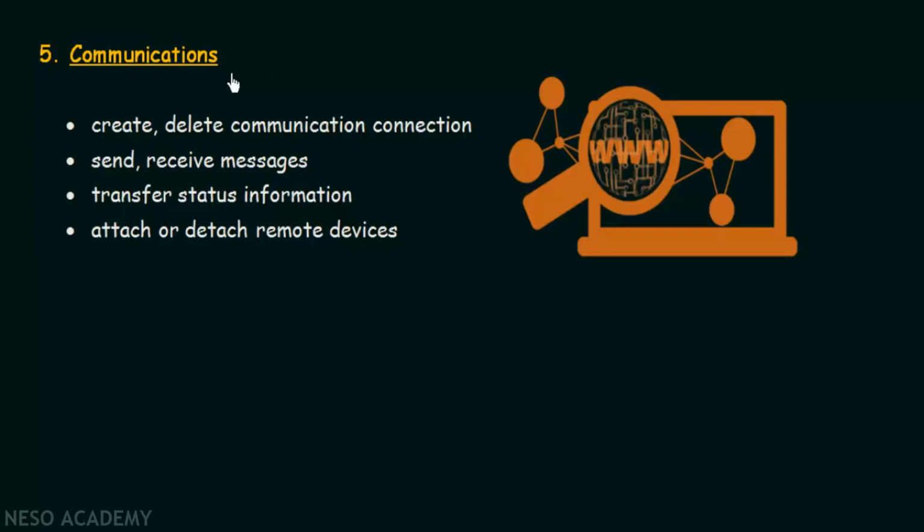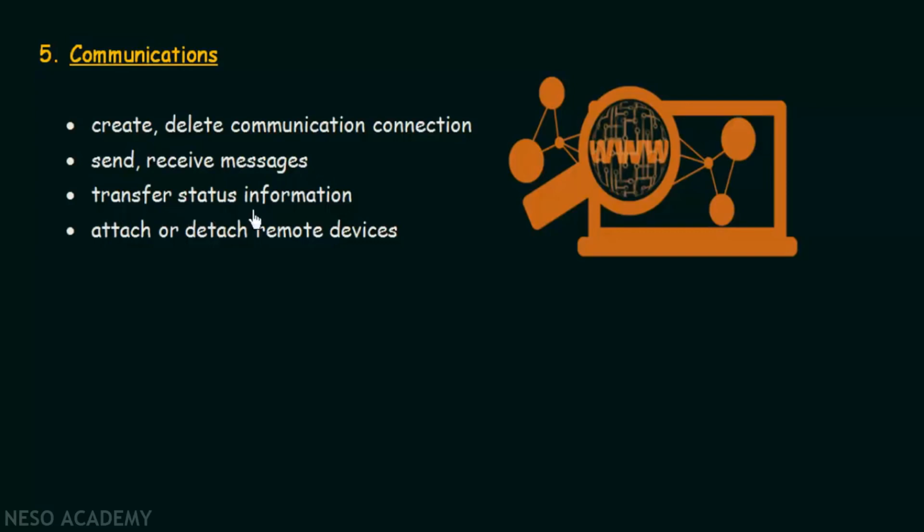For example, we have create or delete communication connection. When two processes are going to communicate with each other, there needs to be a connection between them. So we need to create the connection, and after the communication is complete, we need to delete the connection. For creating and deleting the communication connection, we need system calls, and this is an example of that. Then we have send or receive messages. As the processes communicate to each other, they may need to send or receive messages from each other. So this is another example of that system call.